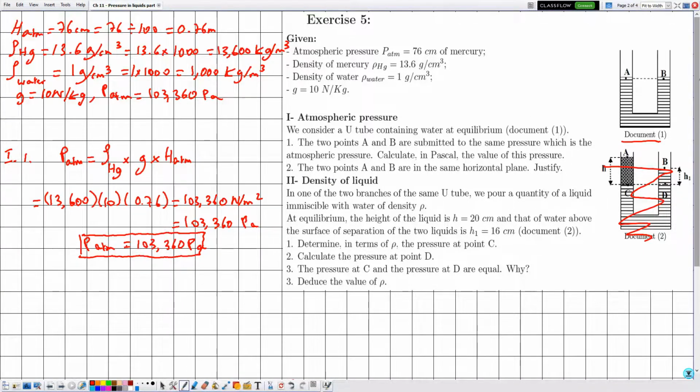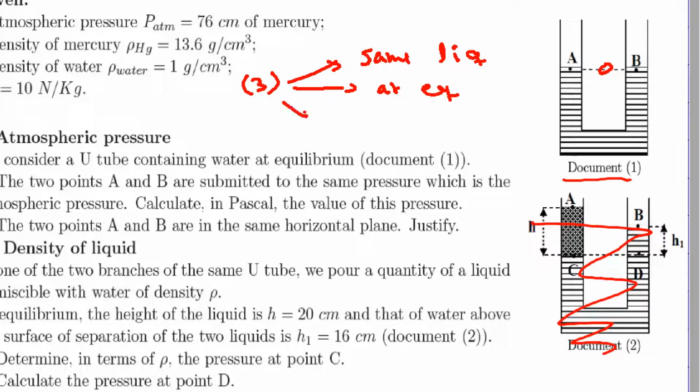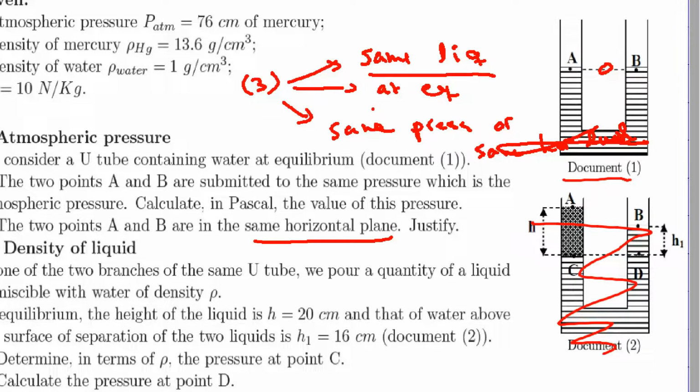Now in number 2, the 2 points A and B are in the same horizontal plane. Justify. So here the dotted line indicates that the 2 points A and B are in the same horizontal plane, and such types of questions are always answered using the rule of 3, which is: same liquid at equilibrium, and either same pressure or same horizontal level. Since we are interested in justifying why the 2 points A and B are in the same horizontal plane, we will eliminate this, and our answer would be same liquid at equilibrium and same pressure.